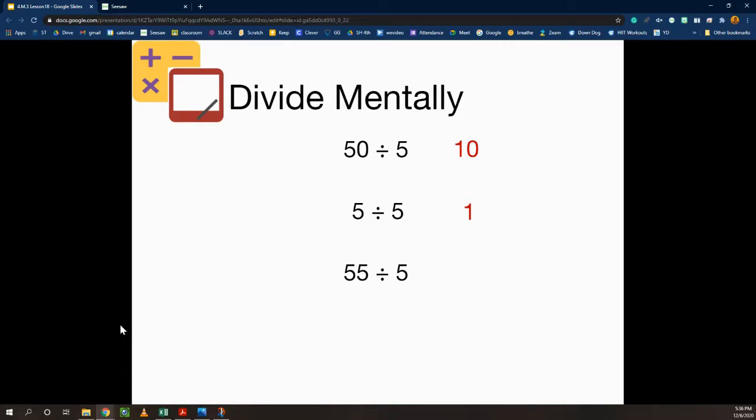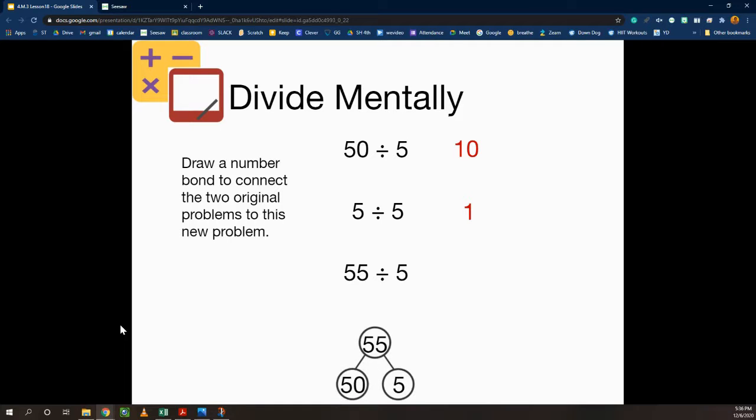Now we're going to think about how we can do 55 divided by 5 mentally. Let's draw a number bond to connect the two original problems to this new problem. I can take 55 and break it into 50 and 5. Now, if I look at my last two answers, 50 divided by 5 is 10, and 5 divided by 5 is 1. So 55 divided by 5 is equal to 11. Let's do the same thing with a couple more examples.